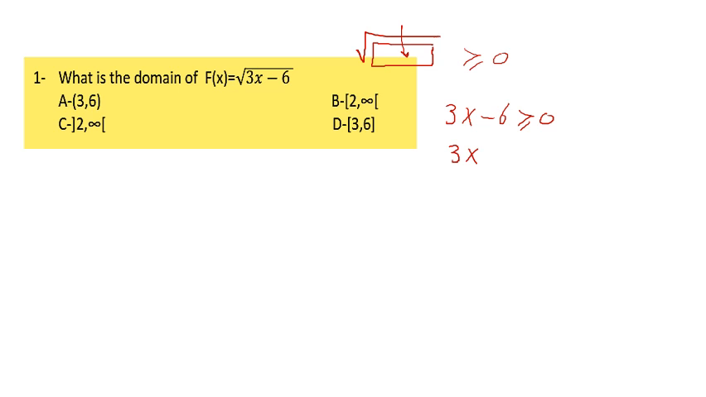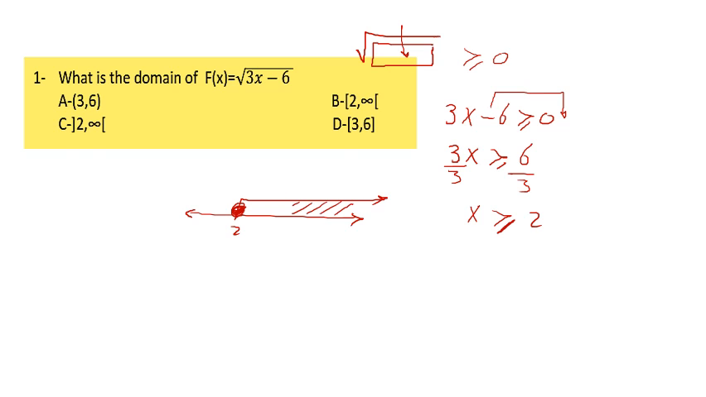So 3x is greater than or equal to 6, after moving negative 6 to the other side as positive, and dividing both sides by 3, so x is greater than or equal to 2. If you want to represent it on the number line, here is 2 and the value is closed since it's greater than or equal, and the numbers greater than 2, so it's 2 to infinity. So it's 2 closed, infinity open. So we are going to choose B.